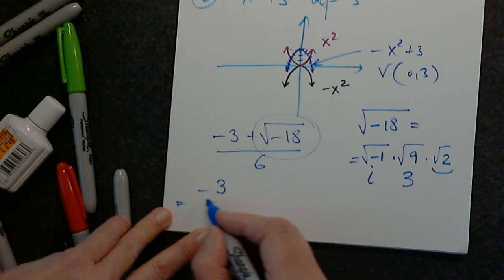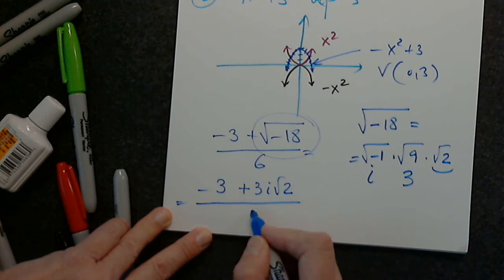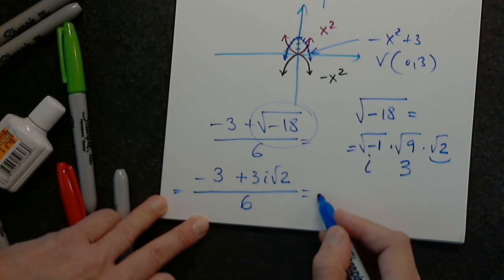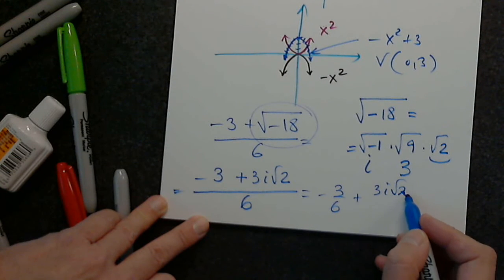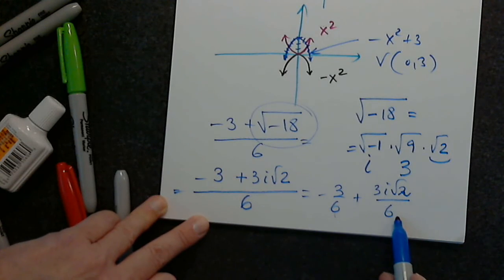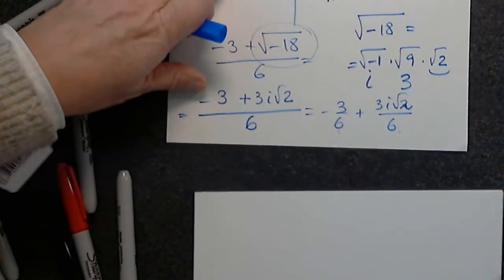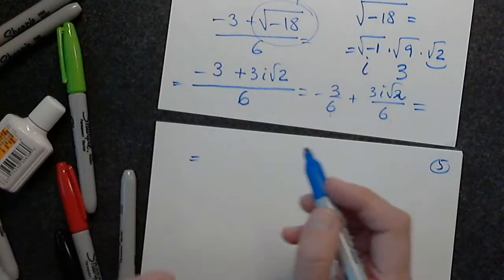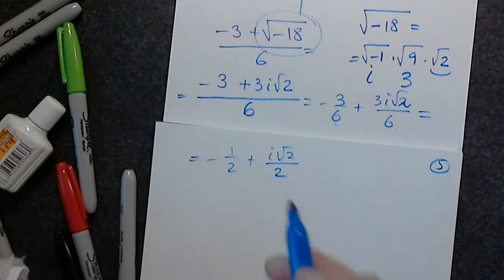So negative 3 plus 3i square root of 2 over 6. I must separate the fraction into negative 3 over 6 plus 3i square root of 2 divided by 6. So I can simplify 1/2 and 1/2. So the final simplified form is negative 1/2 plus i square root of 2 divided by 2.